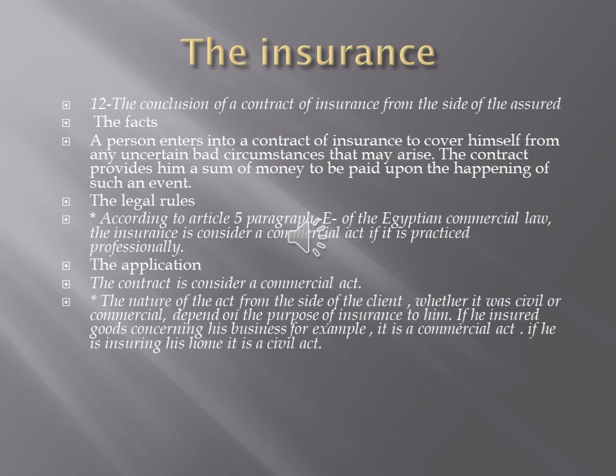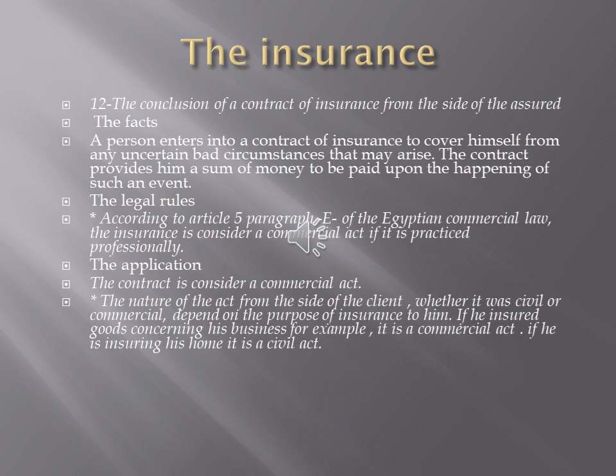This applies also to a case related to the operation of insurance from the side of the assured party. So in the facts, we mentioned that there is a contract concluded between two parties, the corporation working in the field of insurance and the assured party. In the legal rule, we will mention Article 5, paragraph G, and in the application, we will mention that this contract is governed by Article 5 as a professional commercial act from the side of the company working in the field of insurance.